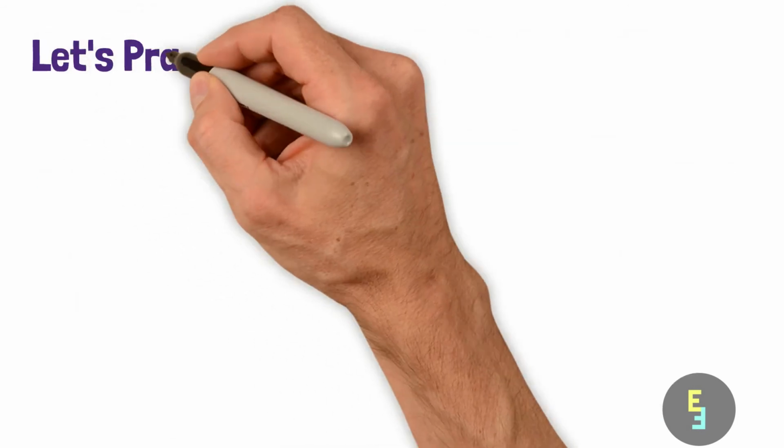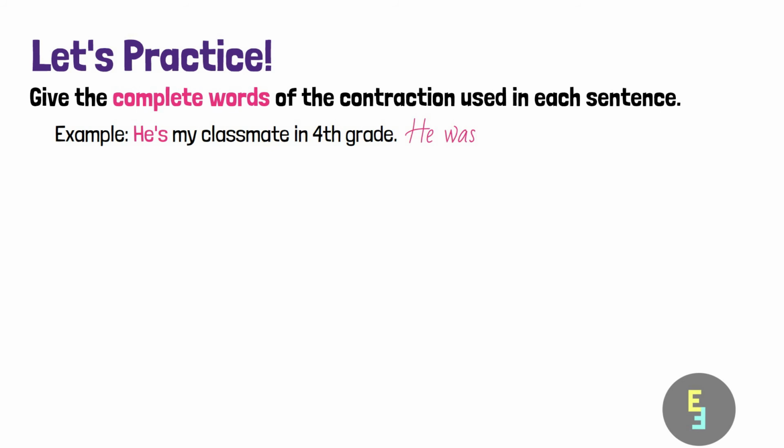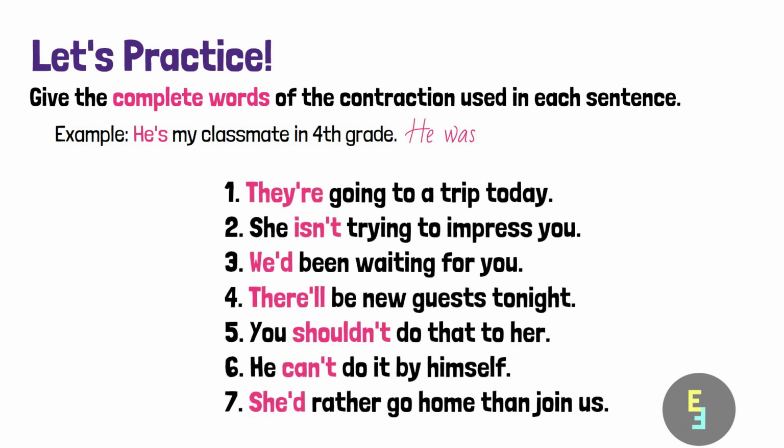Now, let's check if you can tell us the words being contracted in the following sentences. Example, he's my classmate in 4th grade. The answer is he was. Alright. Are you ready? Let's start. Number 1. They're going on a trip today. What are the words used in the contracted word there? Answer, they are. Number 2. She isn't trying to impress you. What's the answer? Is not.